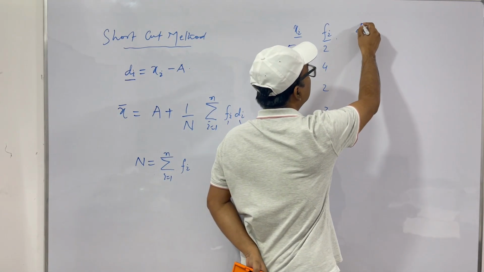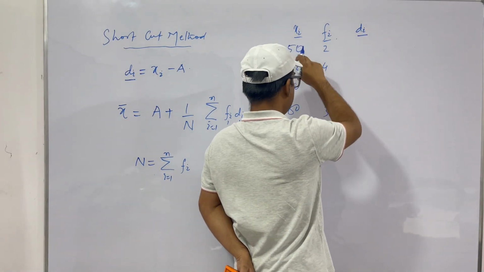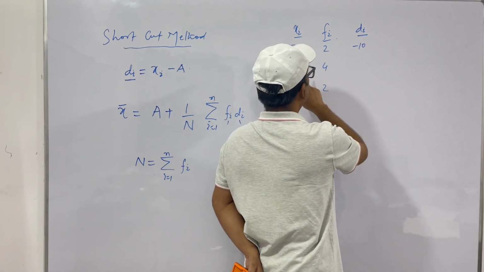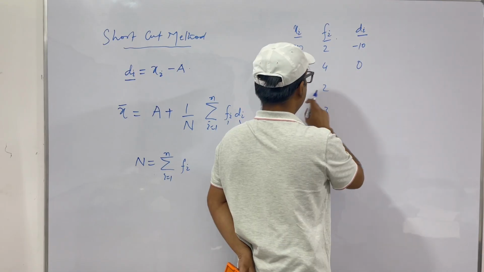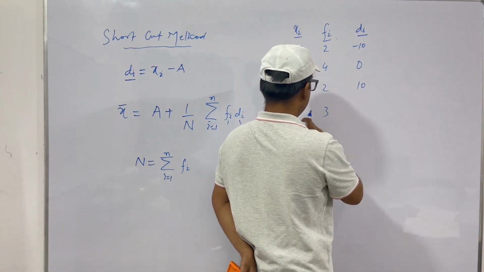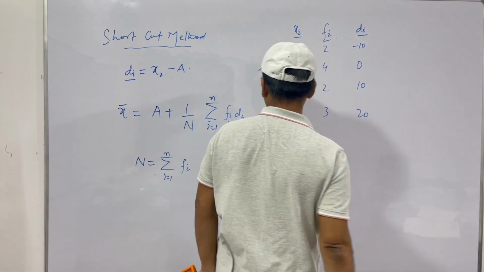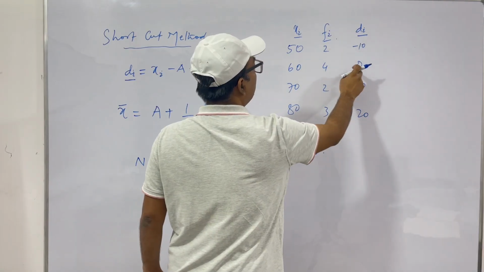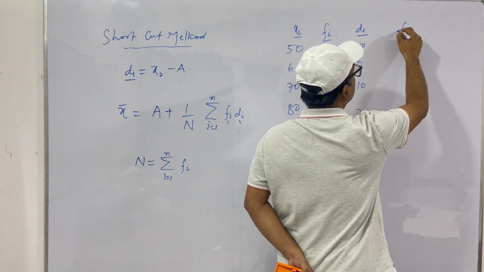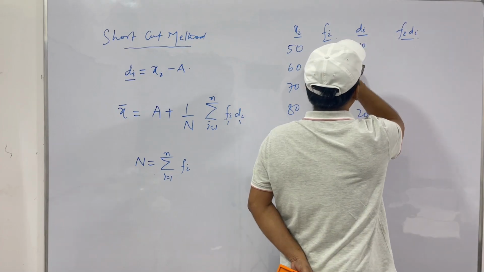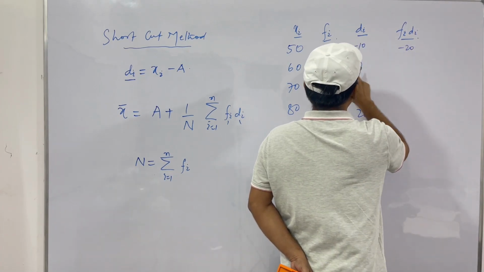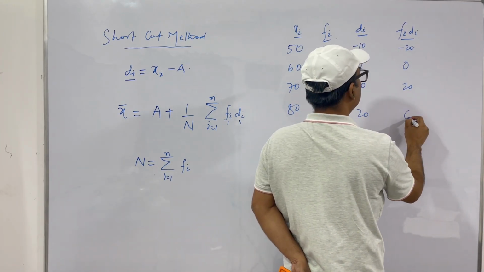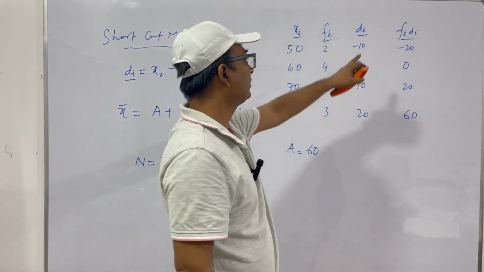So what will be di? Di is xi minus a. So this is 50 minus 60, minus 10. This is 60 minus 60, 0. This is 70 minus 60, 10. This is 80 minus 60, 20. Then what do we do? We add fi into di. This is f1 d1, f2 d2. So let's take fi di: 2 into minus 10, minus 20. 4 into 0, 0. 2 into 10, 20, and 3 into 20, 60.